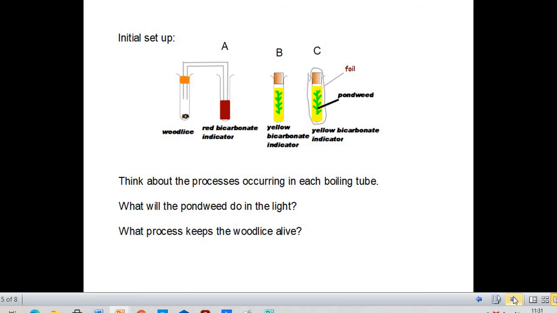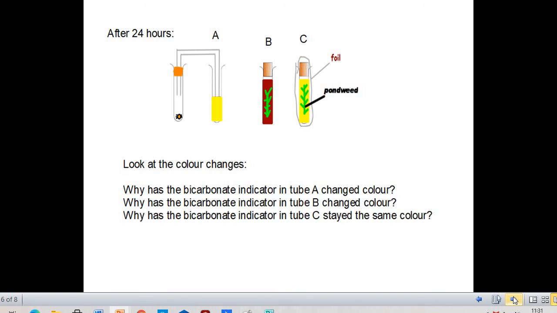So it's exactly the same as the previous slide. Think about the processes occurring in each boiling tube. And what will the pondweed do in the light, and what process keeps the wood lice alive. So think about all those processes. And then after 24 hours, look at what's happened.